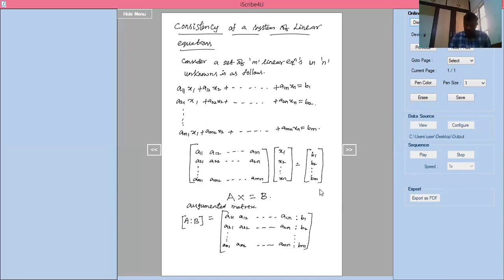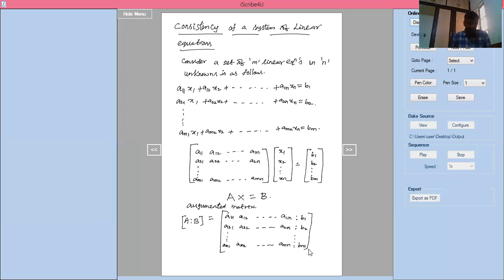This is the system, and they may give 3 cross 3 or 4 cross 4, anything they may give. So in general we have taken m equations, n unknowns. This m equations, n unknowns we can write in the matrix form like this. This matrix is capital A, this is capital X and this is B. A is to B is nothing but a11, a12 and so on a1n, a21, a22 and so on a2n, am1, am2 and so on amn, here b1, b2 and so on, and this one should be bm.